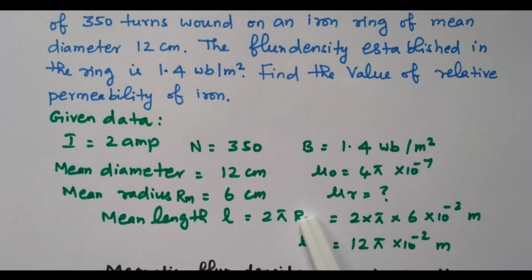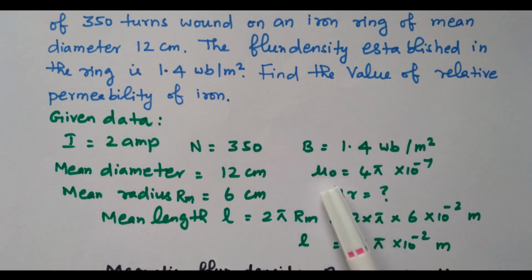The circumference of the ring is nothing but the length. L equal to 2 pi Rm. The Rm value is available. So 2 into pi into Rm, 6 into 10 to the power minus 2 meter. 6 centimeter is given, so while converting it becomes 6 into 10 to the power minus 2. By simplifying we got 12 pi into 10 to the power minus 2 meter. Right. So the length is nothing but the circumference of this ring.